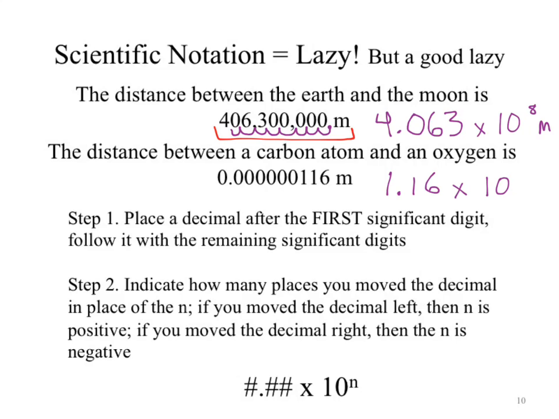Followed by 1.16 times 10 to the, now we've got to figure out how far we shifted the decimal place. 1, 2, 3, 4, 5, 6, 7. Which way did we shift it? To the right, which means negative. Okay, this time I kept my unit. Okay, this way we can generate our scientific notation and work from there.